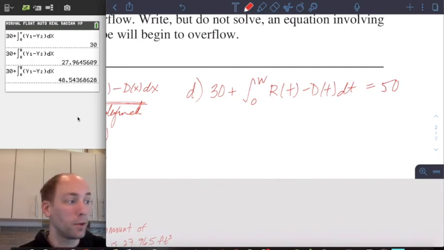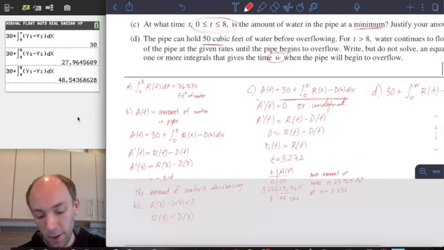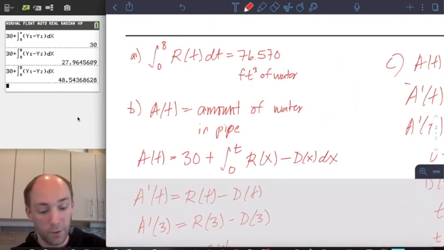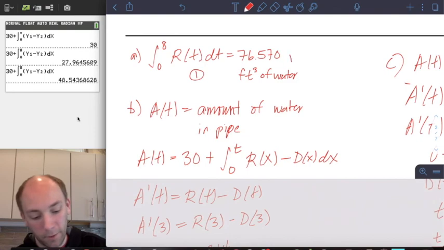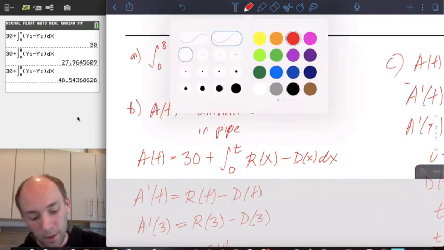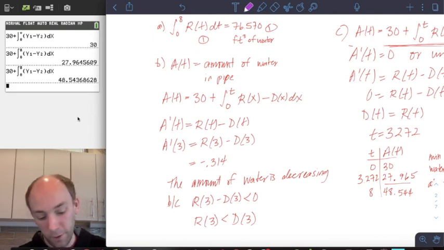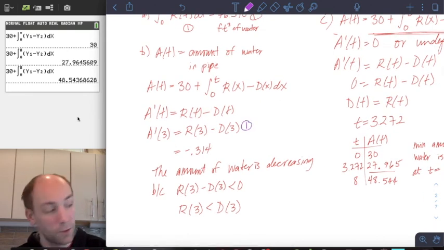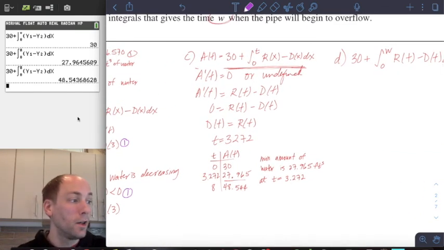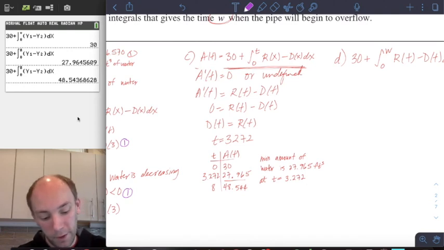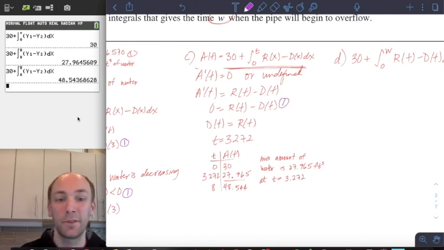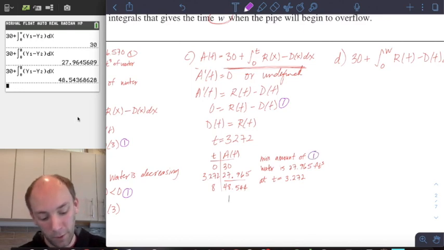All right, let's talk about points. You're going to get 2 points on part A: 1 point for the integral, 1 point for your answer. On part B, you will get 2 points: 1 point for considering r of 3 and d of 3, and then 1 point for your answer with your reason. On part C, we're going to get 1 point for considering r of t minus d of t equaling 0. You're going to get 1 point for your answer and 1 point for your justification.